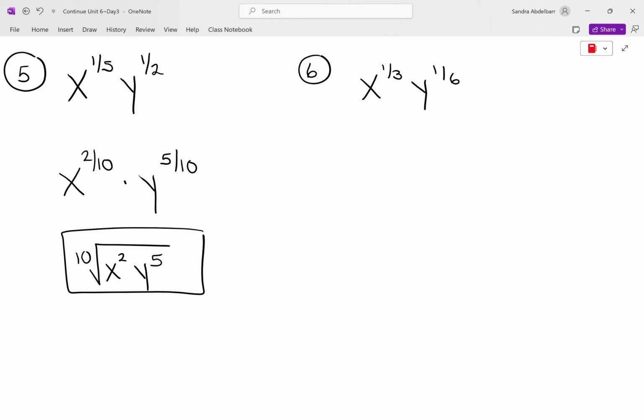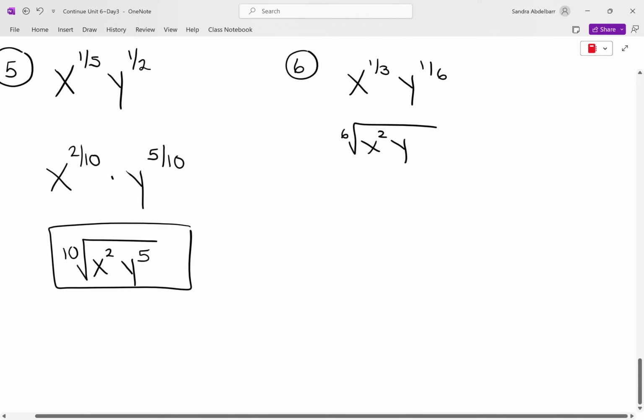Okay, you guys try this one. All right, tell me, what did you get? What did you get in radical form? You got it, the 6th root of x squared y. Anybody need to see me do it?